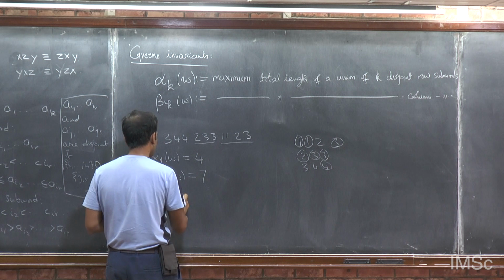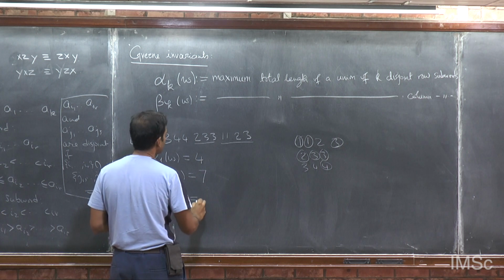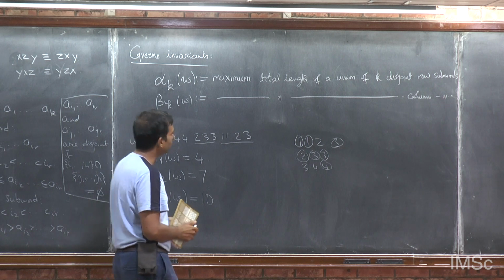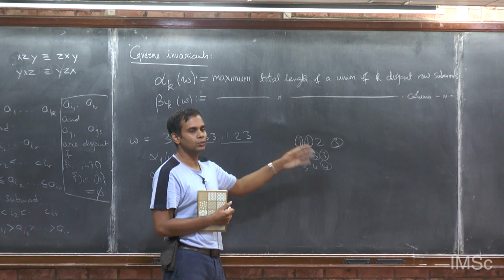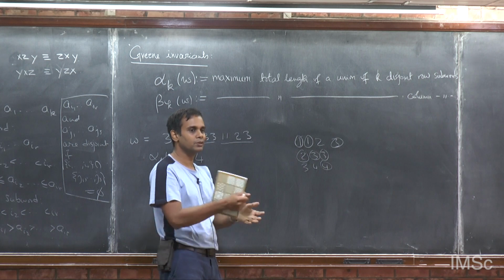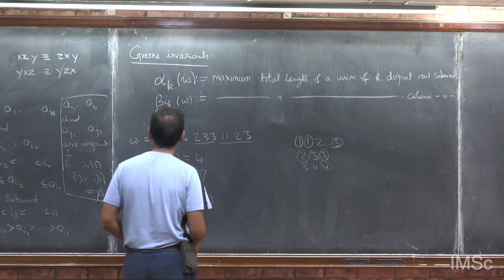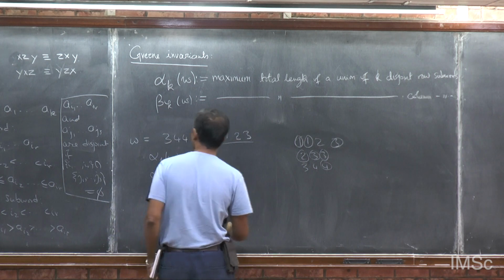And alpha 3 of w, well, the whole thing is a union of 3 subwords, so it's 10. So at least for a tableau word, it is very easy to calculate the Greene invariants, because the word is already given to you in a nice form. We will just compute beta also here in this case.